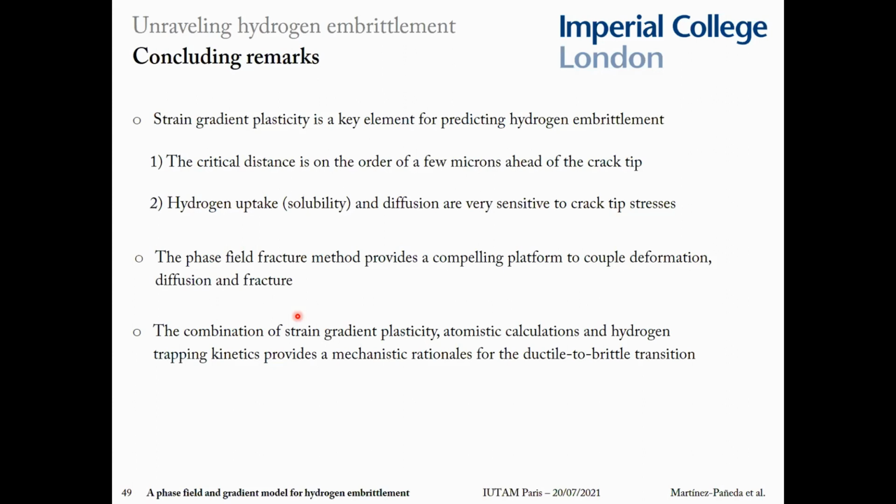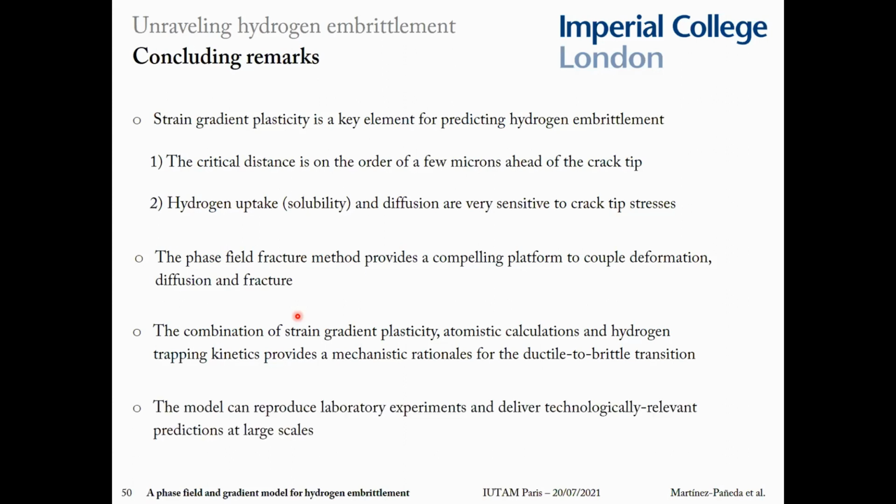And if we couple all of this with the gradient plasticity, what we see is that we can capture this transition from ductile to brittle without any sort of ad hoc criteria. We don't need to have a trick in our model, a flag that tells us now you reach this critical concentration, you become brittle. Automatically, it's captured in a natural way by the model. It's a natural outcome of the simulation. And now I think we can also show that the model can reproduce laboratory experiments and deliver technologically relevant predictions at large scales.